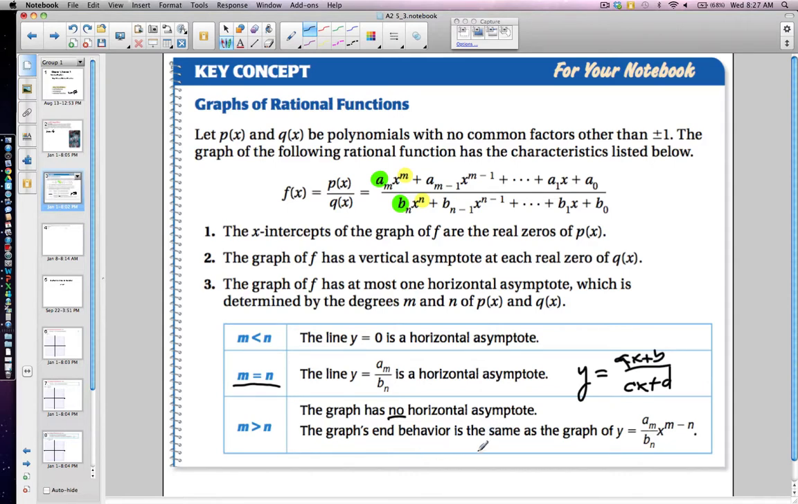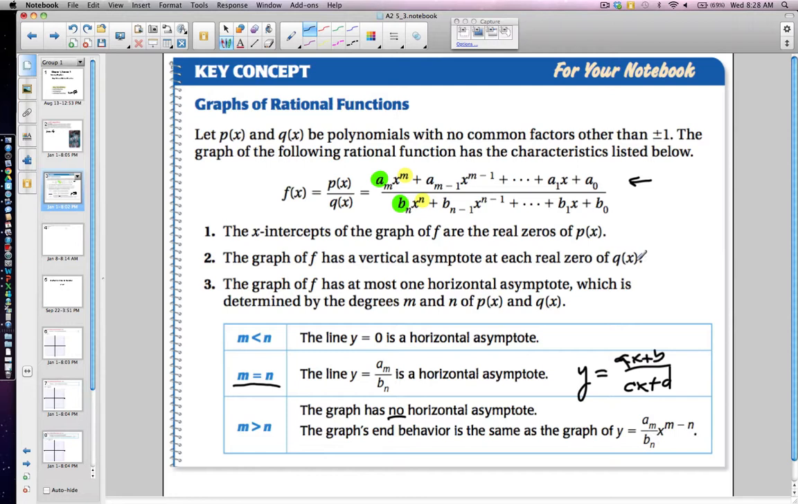Okay, so when we go ahead and start graphing, this is the first thing we want to do, is we're going to want to go through these three steps. I can find the x-intercepts of the graph by finding the real zeros of the function in the numerator, because when 0 is in the numerator of a fraction, the value of the fraction is 0 regardless of the denominator.